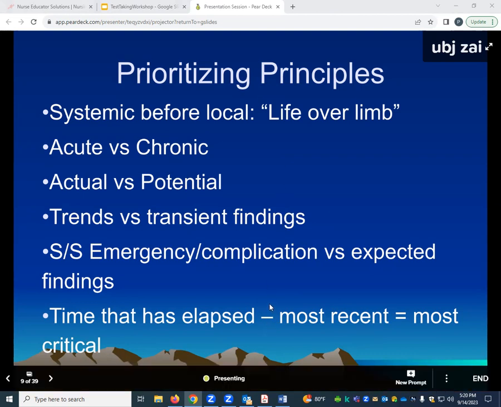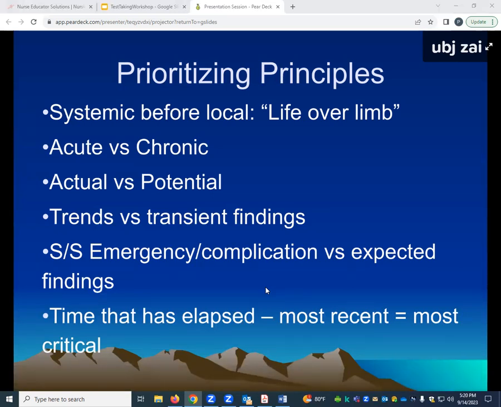So, okay. You need to look at signs and symptoms of emergencies, complications versus expected findings, and also look at how much time has elapsed. The most recent incident, surgery, admission, or exacerbation is going to be the most critical and make your patient most unstable.